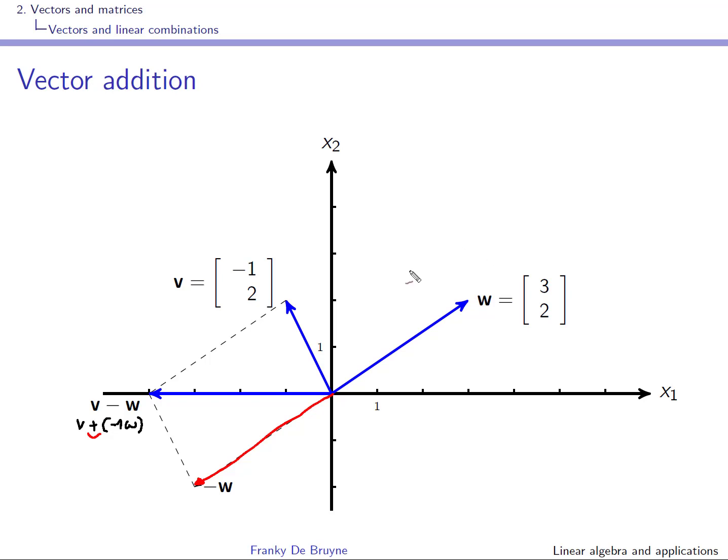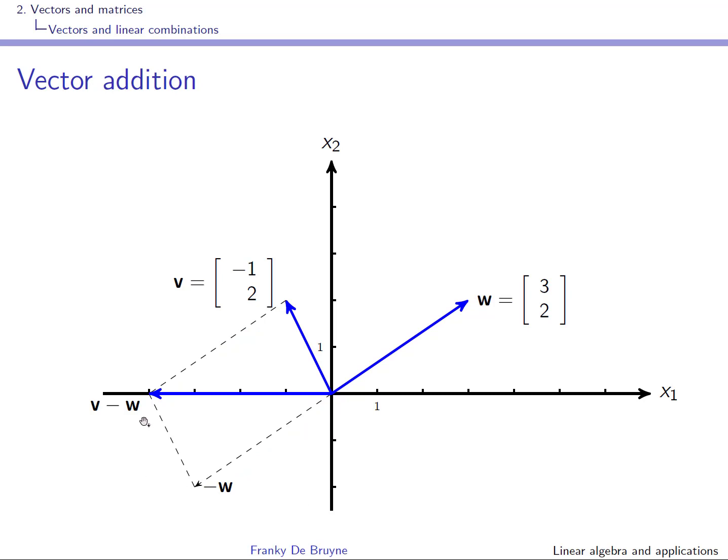So I'll place my vector minus W at the tail of my vector V, and I know that the resulting vector goes from the head of V to the tail of minus W, and the resulting vector is this one over here. If we're interested in the vector W minus V, there are two ways to proceed.